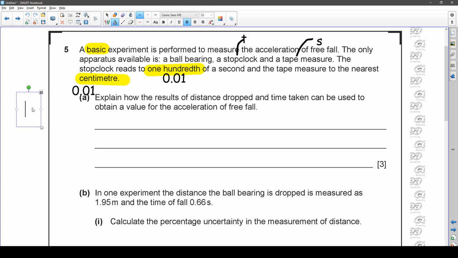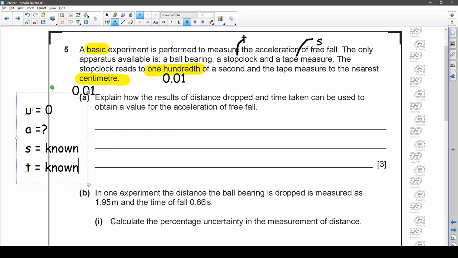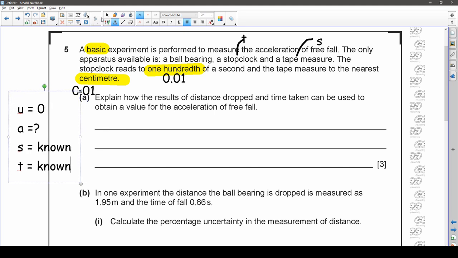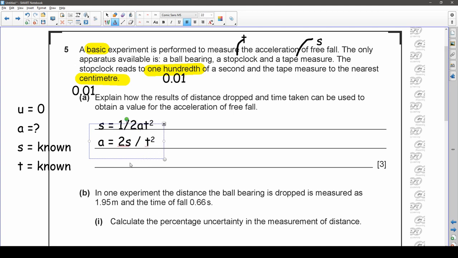Now we also know that we're dropping it from rest, so u equals 0, a equals question mark, s will be known, so that's good news, and t is known. So we want s equals ut plus a half at squared. But since u is 0, it's just s equals a half at squared. So we want to rearrange that to give a equals 2s divided by t squared.